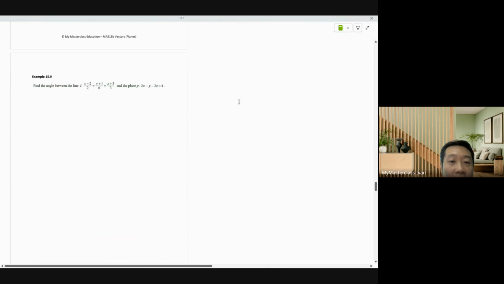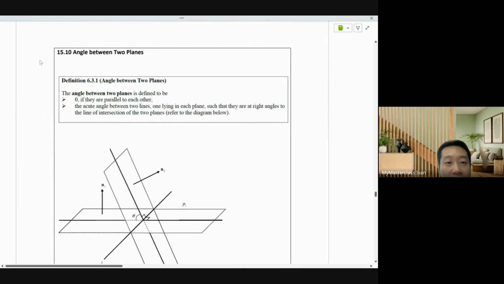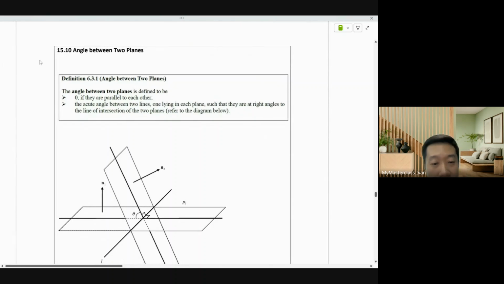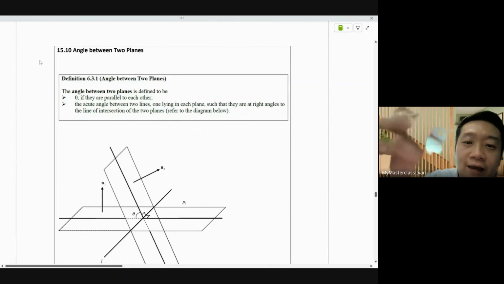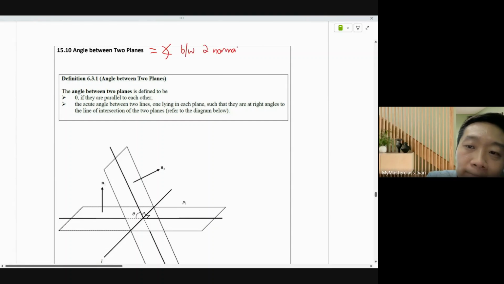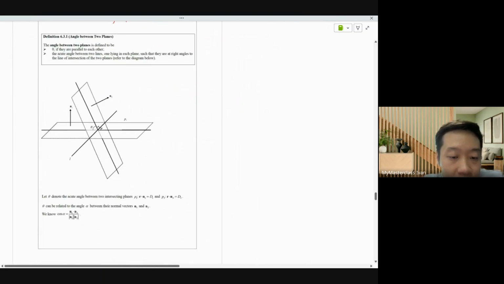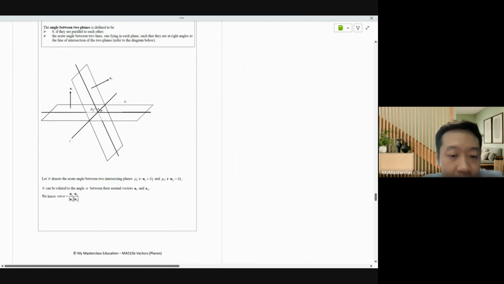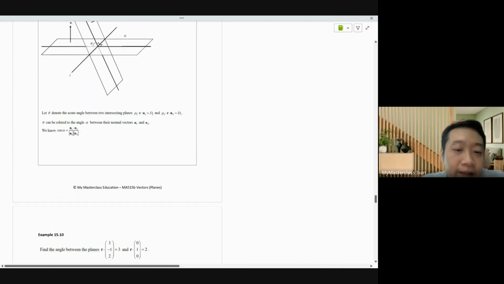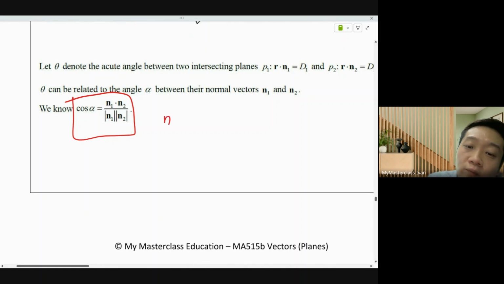The example, skip first. Okay, next part, the angle between two planes. The angle between two planes is the same as the angle between two normals. Just write down, box it up here: cosine theta equals n1 dot n2 over magnitude of n1 times magnitude of n2, no modulus.